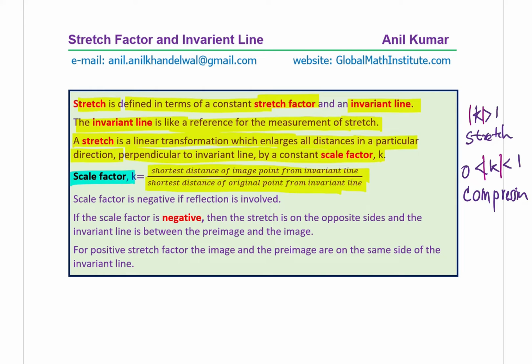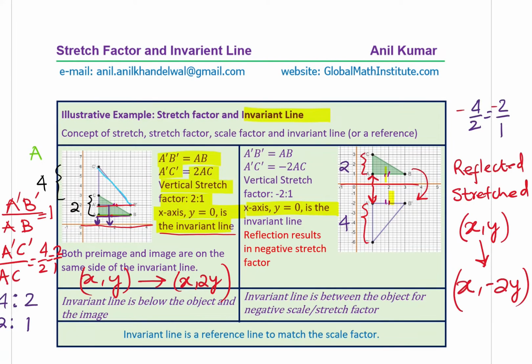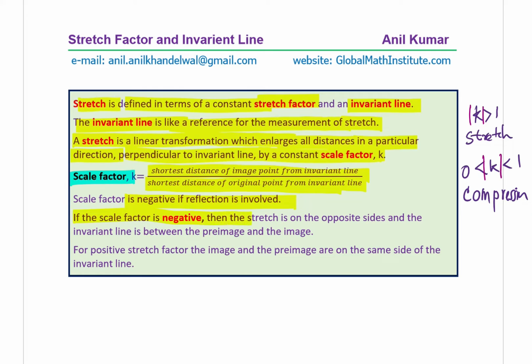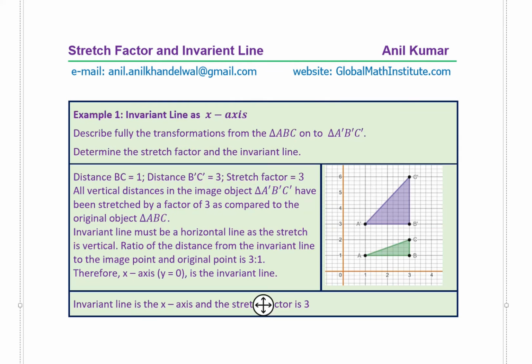Now, the scale factor is negative if reflection is involved. As in our example number 2, you saw that the scale factor was negative, and in the first example it was positive. If the scale factor is negative, then the stretch is on the opposite sides, and that means the invariant line must be in between the two objects, the pre-image and the image. For positive stretch factors, the image and the pre-image are on the same side of the invariant line. At times, as I said, the x-axis could be an invariant line, but not always. So we'll take up some examples where the axis is an invariant line, and also examples where the axis is not an invariant line.